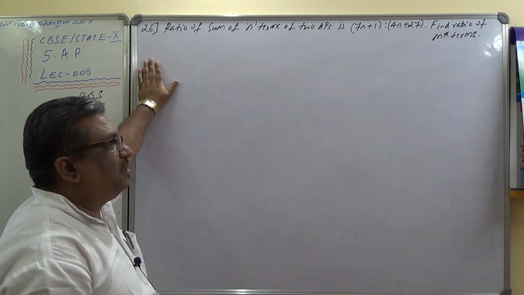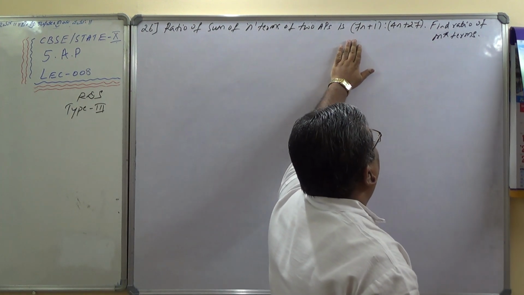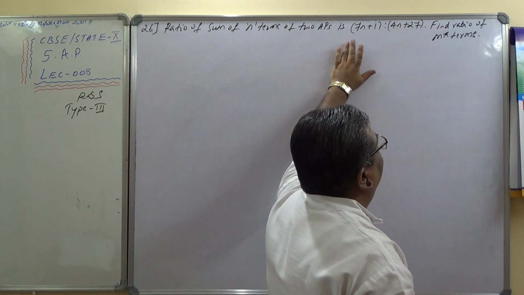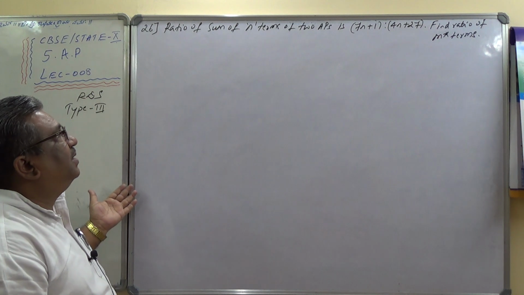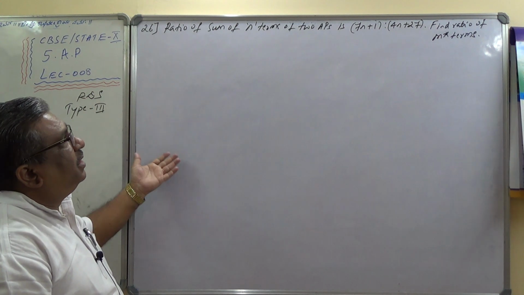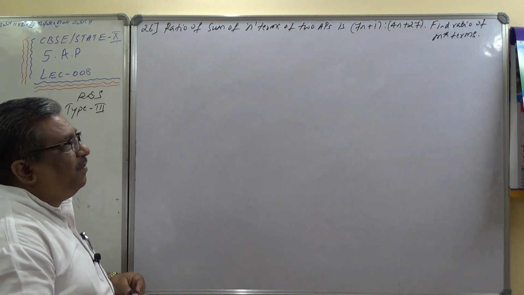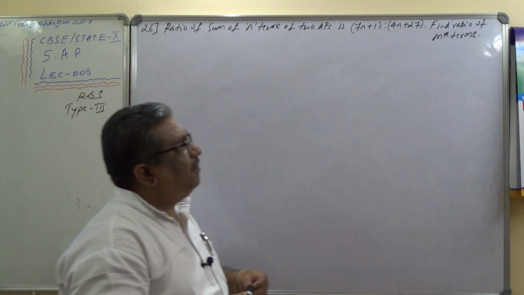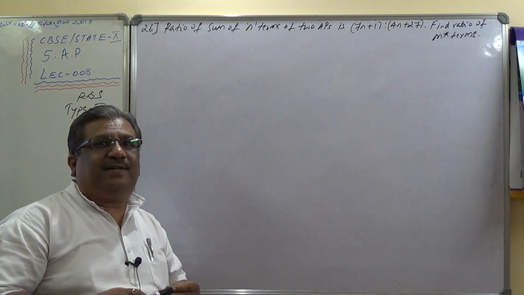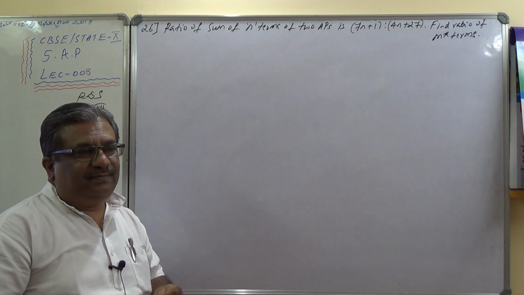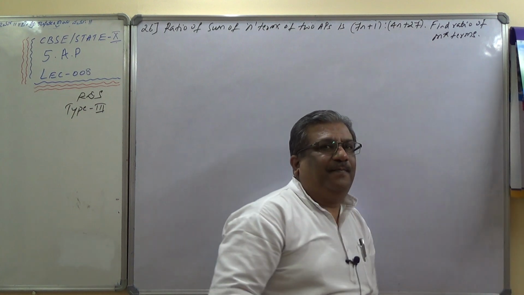One of the important numericals: the ratio of the sum of n terms of two APs is 7n plus 1 is to 4n plus 27. Find the ratio of their mth terms. So there are two APs and the ratio of the sum of n terms of the APs is given to us. You have to find the ratio of only the mth terms. The sums ratio is given; the mth term for both the APs is what you have to find out. That is what is important.